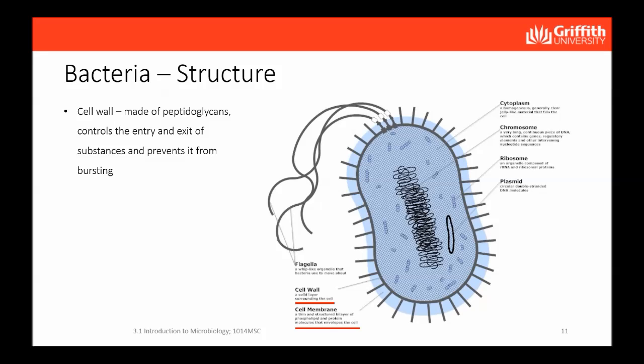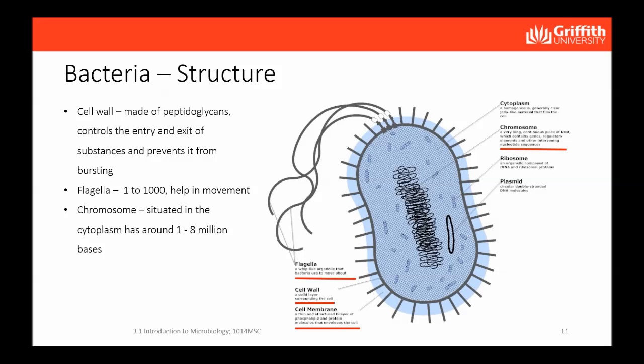Surrounding the cell wall, bacteria have a cell membrane, which is made up of phospholipids with proteins embedded into it. Most bacteria also have appendages called flagella, which help them to swim or stay still, depending on a particular environment. The cytoplasm of bacteria is mostly water and has one large central chromosome containing roughly 1 to 8 million DNA bases.